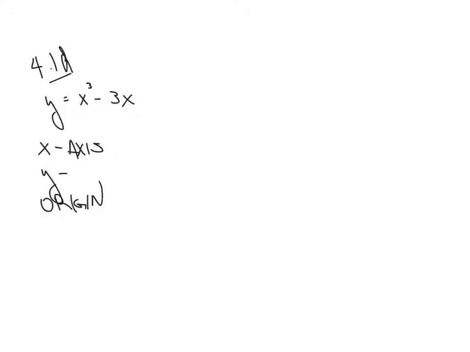So remember, to find out if this is symmetric with the x-axis, all we're going to do is replace our y. So here's our original one. We're going to replace our y with a negative. Okay? So it's going to look like that. All right. It is not equivalent to the original equation because one's negative and one's positive, even though the rest of them are alike.